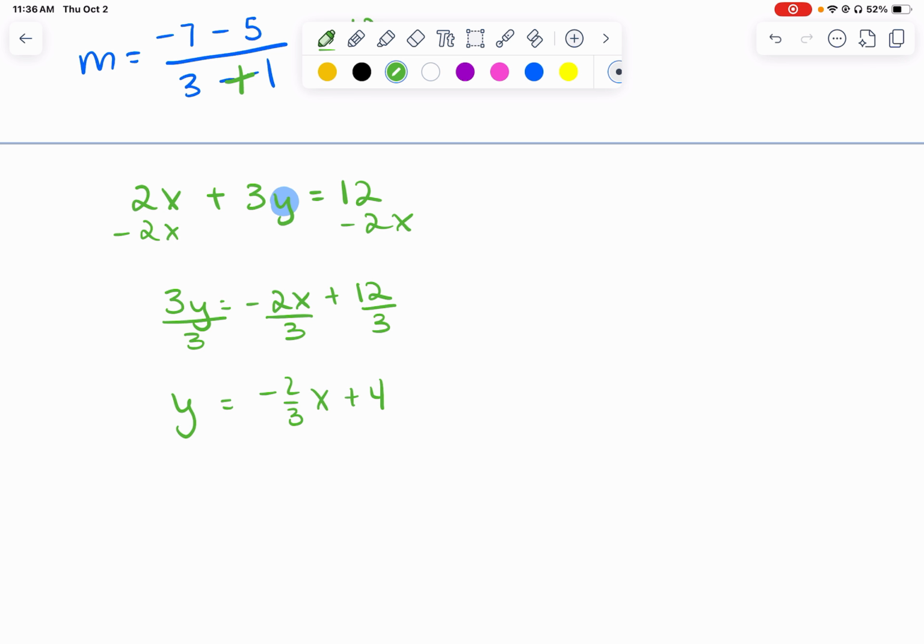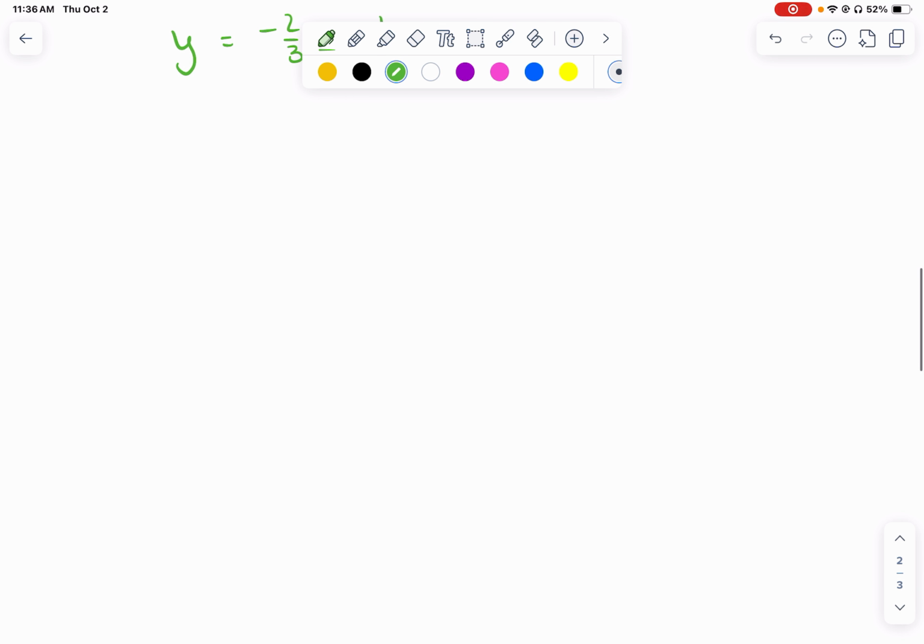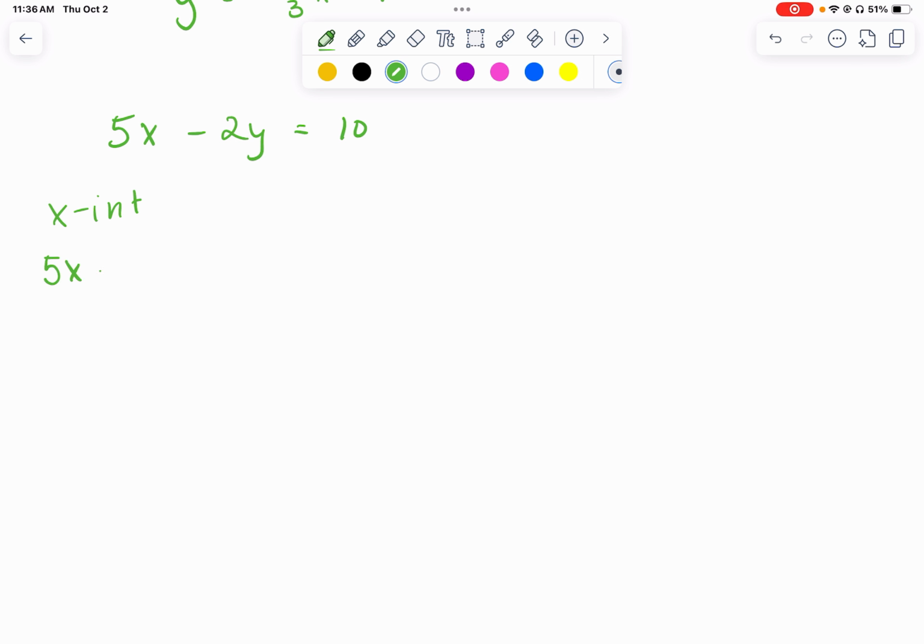Now, we have a question where we have to find the x and y intercepts of 5x minus 2y equals 10. So to find the x-intercept, you set y equal to 0. So we'll do 5x minus 2 times 0 equals 10. We get 5x, 2 times 0 is 0, so we get 5x equals 10. Divide both sides by 5, and we get x is equal to 2. So the x-intercept is the point (2, 0).